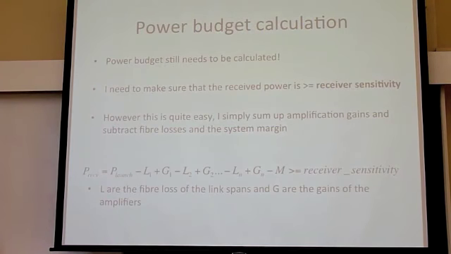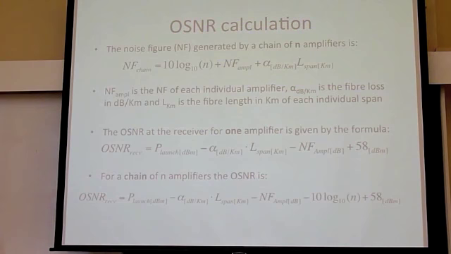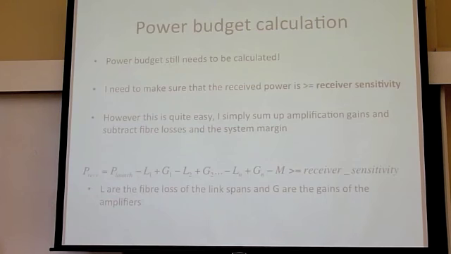Power budget, so remember power budget always has to be calculated, because you have a certain receiver sensitivity. If you don't get that, you don't get anything. And this is quite easy. So I was saying before, two things you calculate are the OSNR and the power budget. OSNR you calculate through this formula. Power budget you calculate through this formula. Power budget is extremely easy.